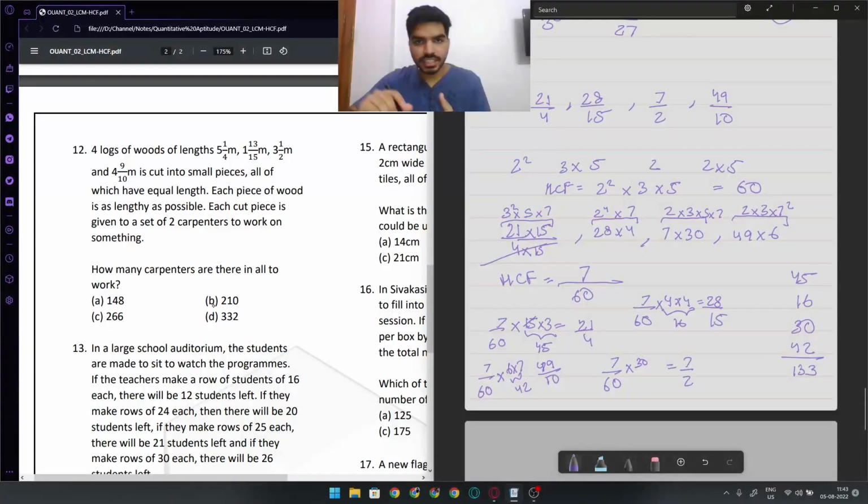Now 133 pieces, each piece is given to two carpenters. So you have 266 carpenters working on the project.